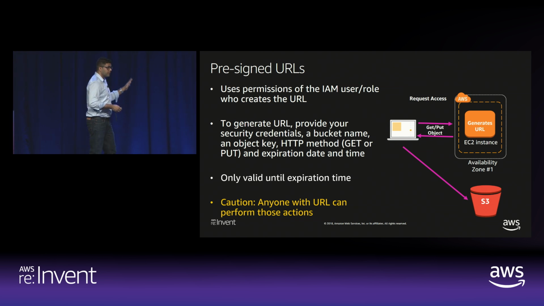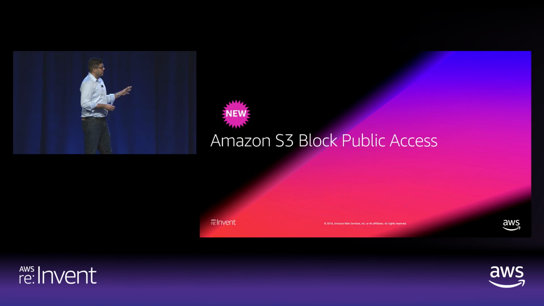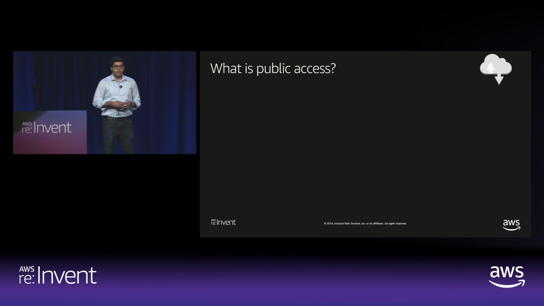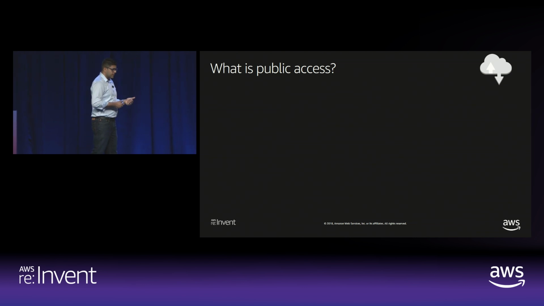OK, so we talked about the different access control mechanisms. Let's switch gears and talk about the new feature that we launched a few days ago. It's called Amazon S3 Block Public Access. And let's define public access first, and then we'll move to what Amazon S3 Block Public Access is.